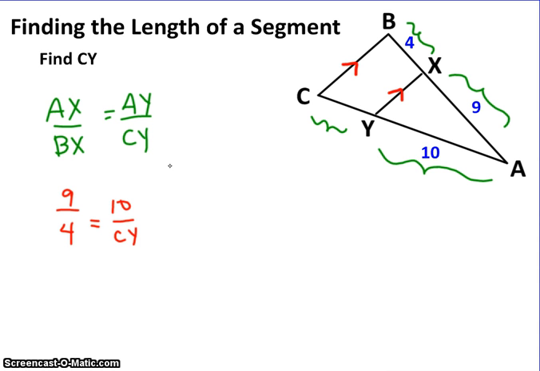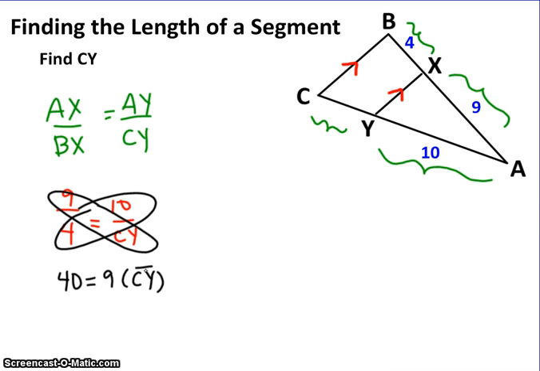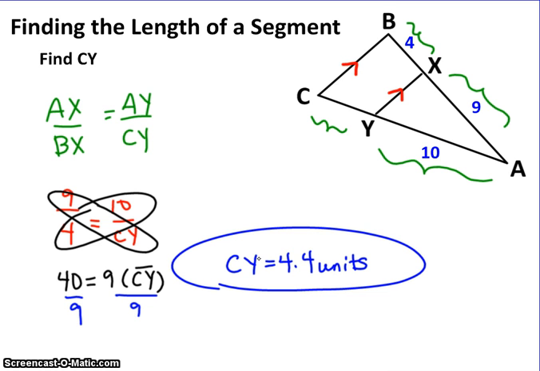So what we have to do here with these proportions is cross multiply. So 4 times 10 is 40, and 9 times CY is 9 CY. All you're doing here is cross multiplying. So to solve for CY, I divide both sides by 9, which means that the length of CY must be 4.4 units. I didn't give you units in this problem, but if you had them, you would make sure that you put them down. Since those are parallel, I can use the triangle proportionality theorem.